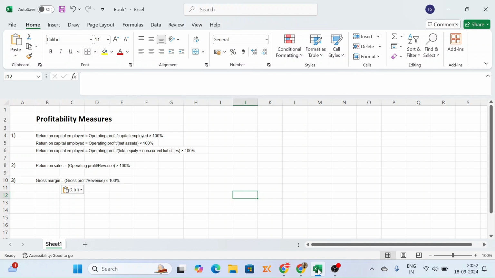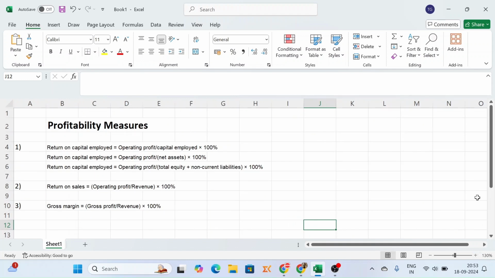Under profitability measures, you have three ratios as you can see on your screen: return on capital employed, return on sales, and the gross margin. Along with that, you'll also be seeing the formulae which are used to calculate. Now, I'm also going to explain you the formulae and what the ratios actually stand for. So the very first ratio that you see is the return on capital employed.